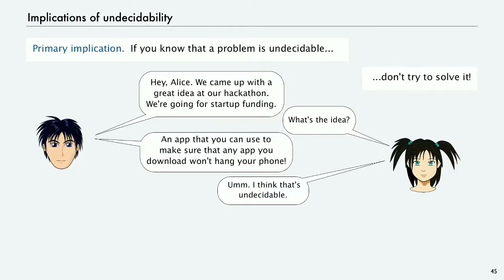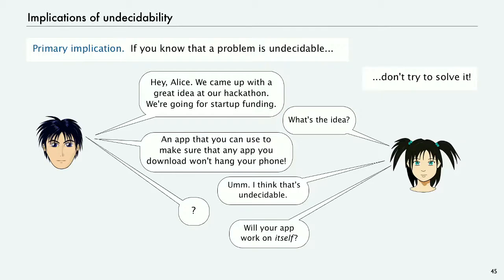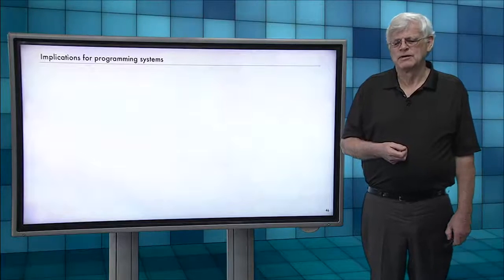Alice, who has taken a few computer science courses, says, well, I think that's undecidable. Bob really doesn't know quite what that means, so maybe a better way to phrase it is: what happens if you give your app itself? That's the self-reference part that really characterizes non-computability or undecidability. And let's take a look at some more implications.